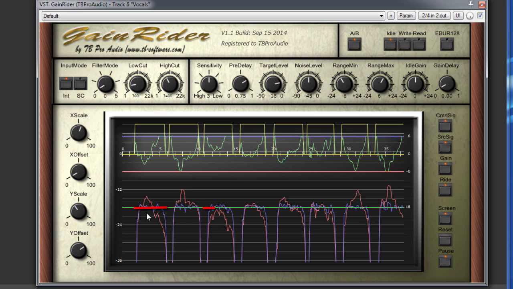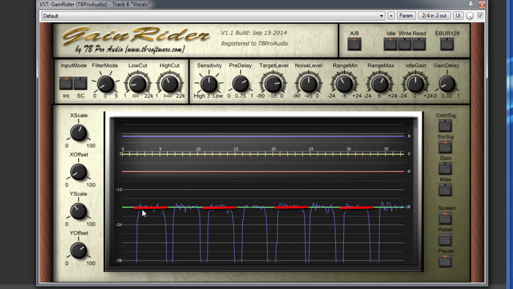As we can hear and see, the output loudness is leveled to our target level, minus 18 dB. The gain curve moves between minus 6 and plus 6 dB, which we set with range min and range max.